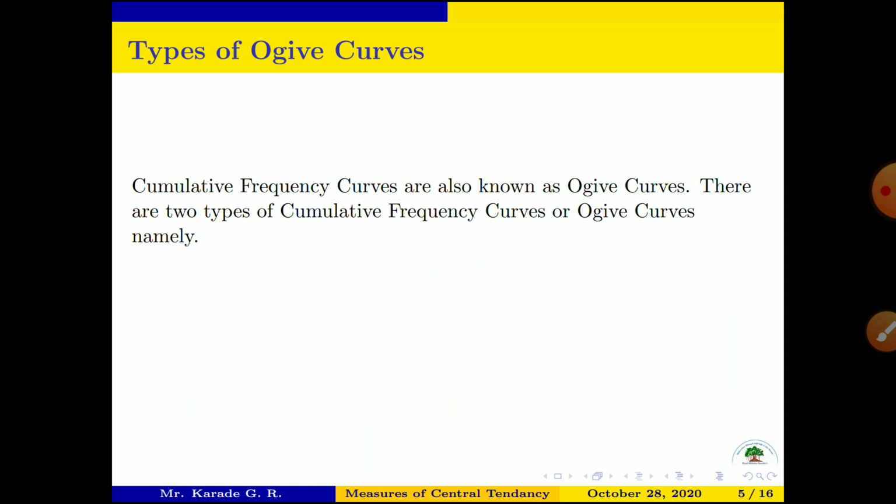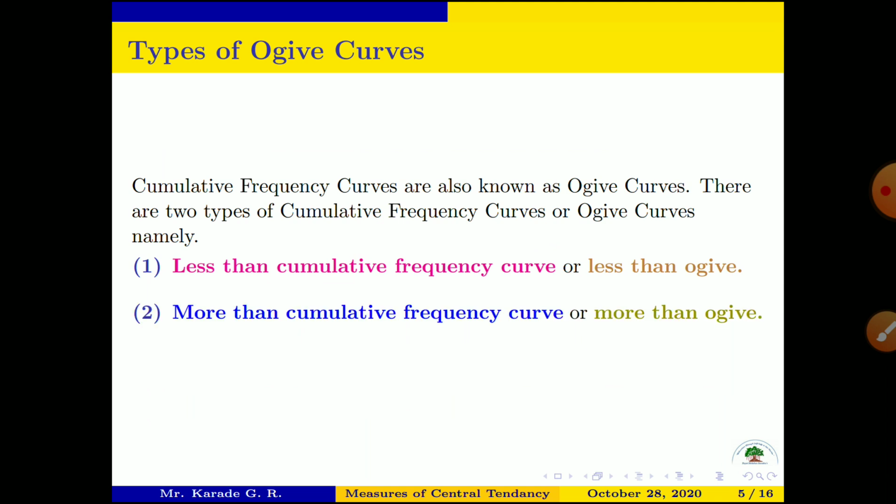Now we write the types of Ogive curves. There are two types of Ogive curves. Ogive curves are also known as frequency curves or cumulative frequency curves. The first type is the less than cumulative frequency curve or less than Ogive curve. The second type is called the more than cumulative frequency curve or more than Ogive curve. In this lecture we learn about only the less than cumulative frequency curve.